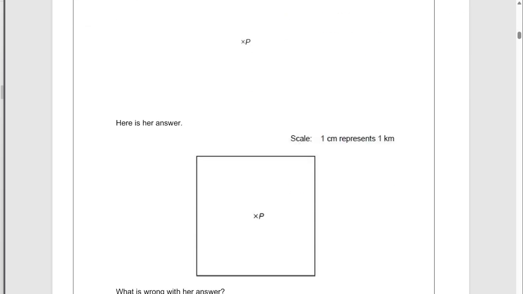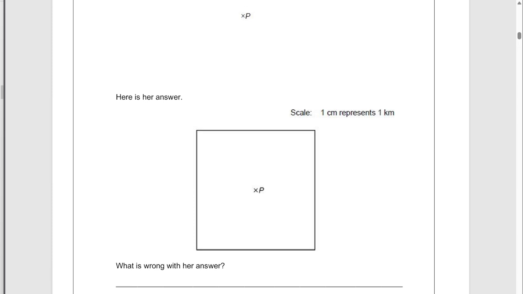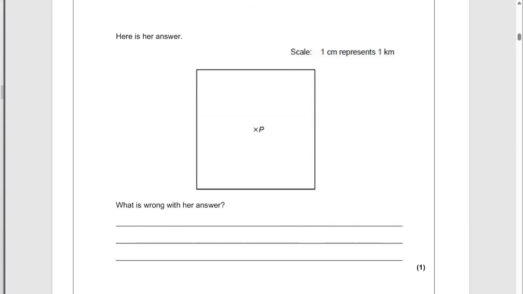Part B, Kay wants to show all the points 3 kilometers from point P. Here is her answer. What has she done wrong? So if we talk about roughly what she would need to have done, if she wants to represent 3 kilometers, she needs an arc. She wants to cover the points that are 3 centimeters from P. So again, she would get her compass arms and set them at 3 centimeters, and she would draw a full circle around P.